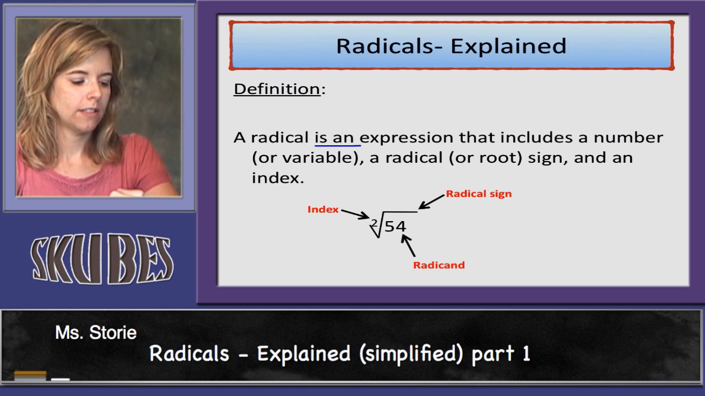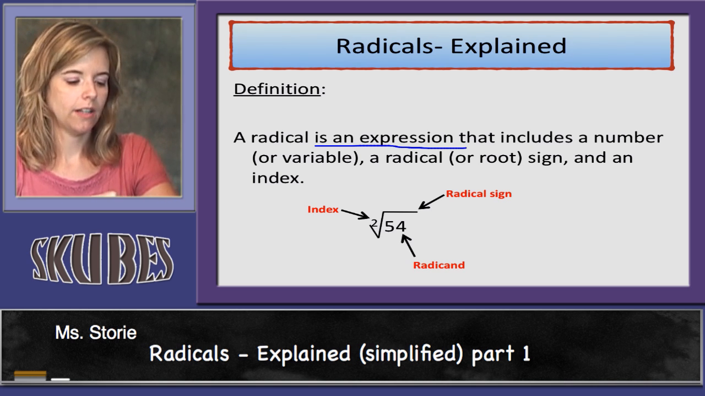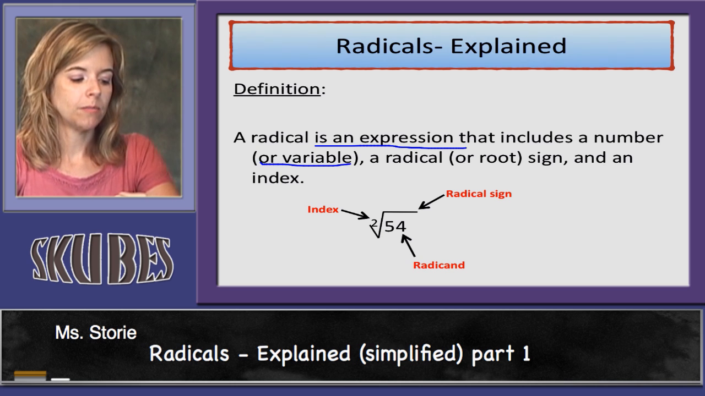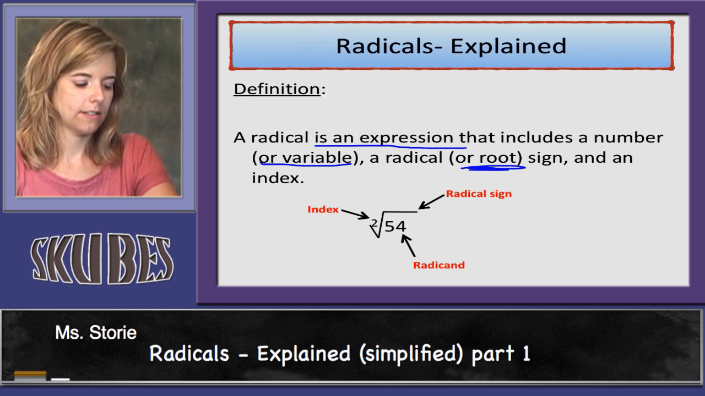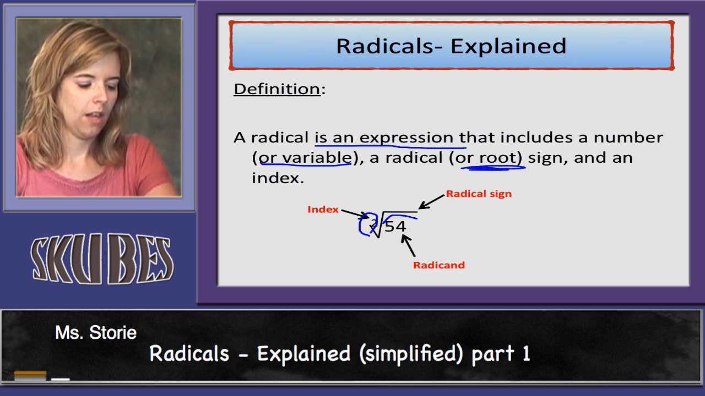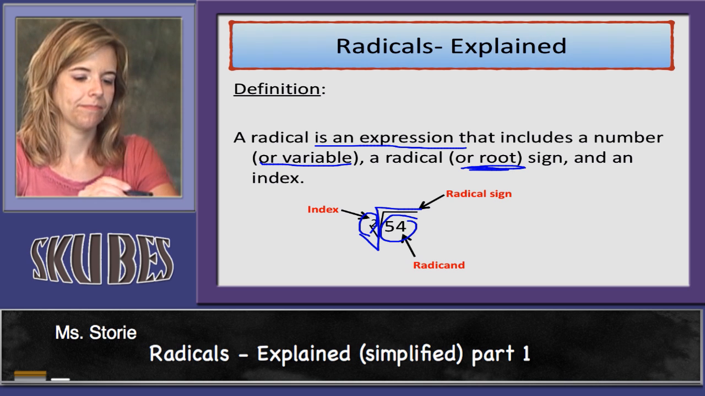A radical is an expression, so it doesn't have an equal sign, that includes a number and sometimes also a variable. A radical, it's also called a root sign, and an index, and you can see right here. The index is right there, it's the teeny tiny number. The radicand goes underneath the radical sign.